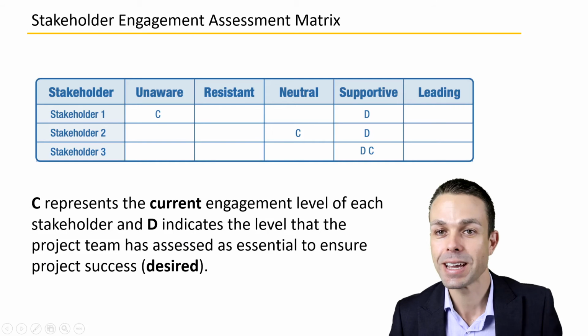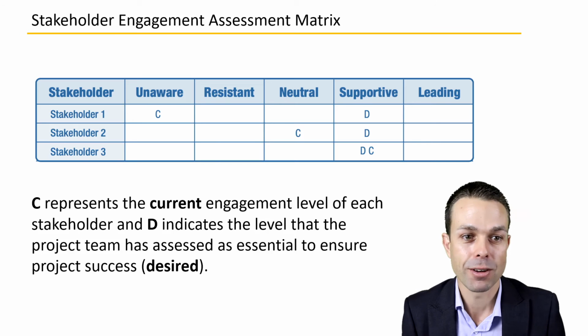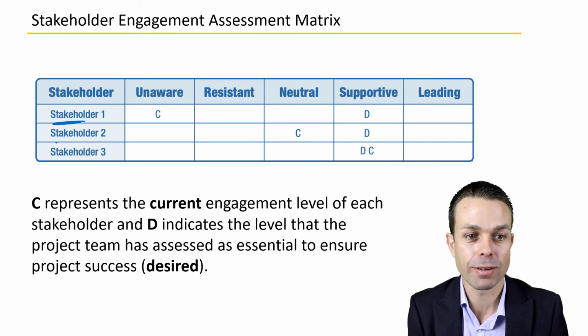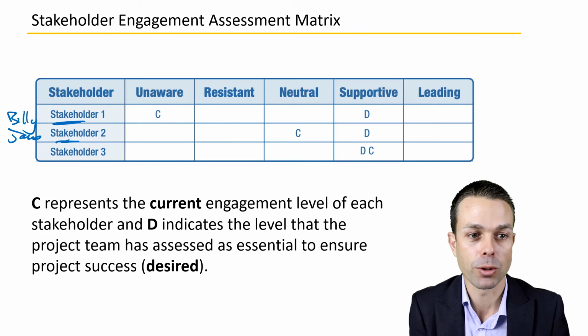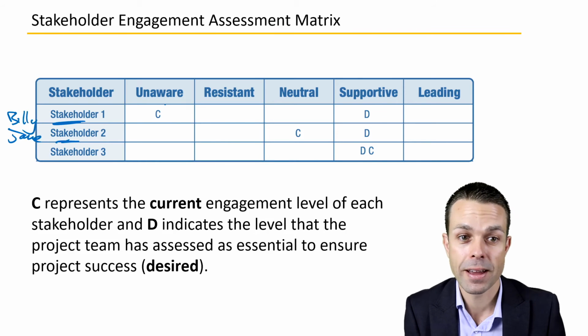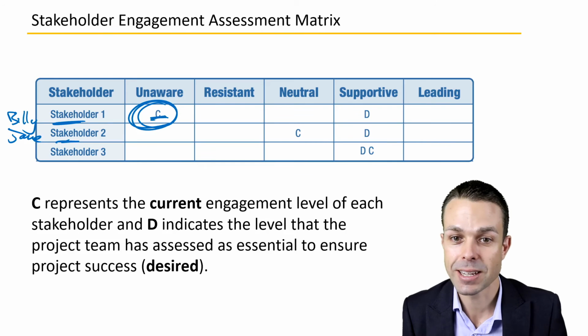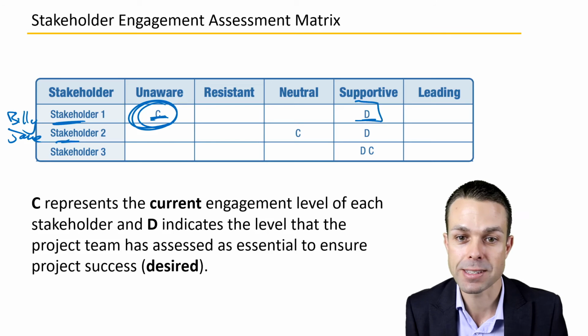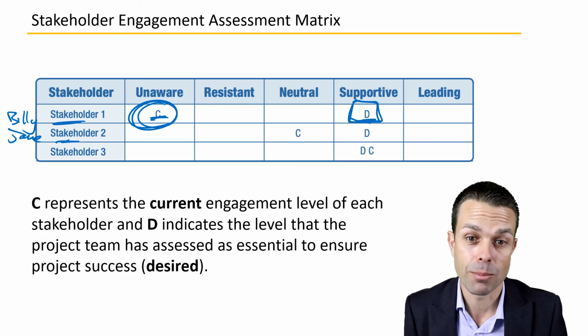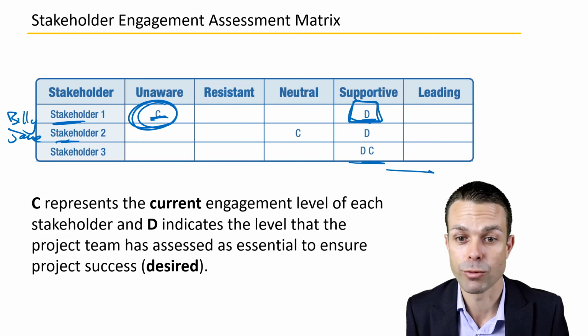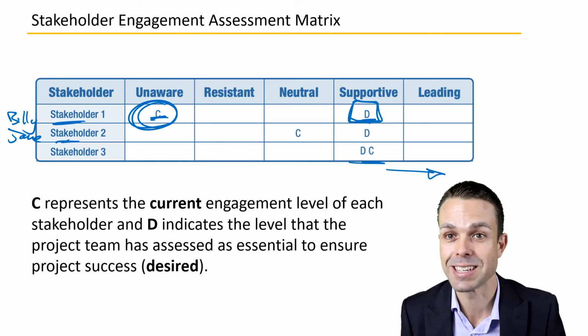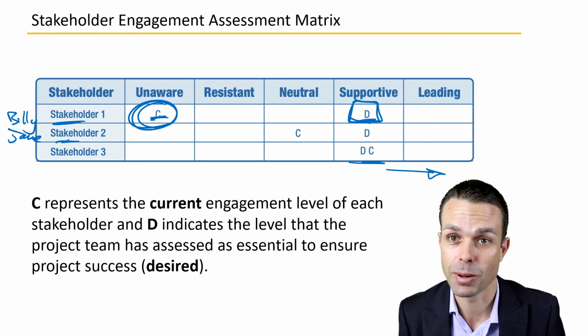So a stakeholder engagement assessment matrix involves, we might have stakeholders over here on the left, we might have Billy, we might have Jane, for example. And where are they currently? C for current. So Billy might be unaware, but we actually need him to be supportive. That's our desired state for Billy. Needs to be in supportive. And most of them really need to be supportive or leading. Perhaps an executive might need to be leading or a sponsor might need to be leading.